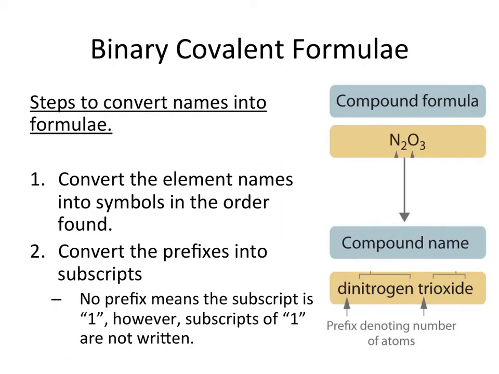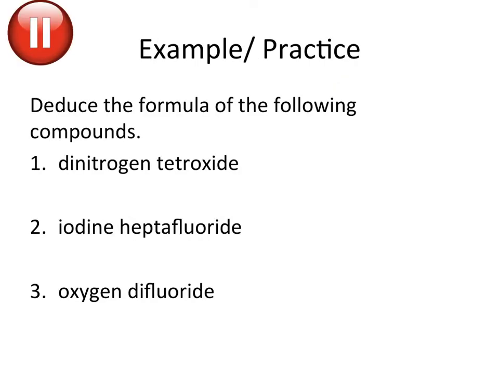Now, how do we go from names to formulas? It's actually very, very simple, because the prefixes tell us how many atoms there are. So all we have to do is convert the element names into the symbols, and then convert the prefix into subscripts. Now remember that if you have the word mono, then it's going to be 1, and we don't write ones. That's the simplification. And if in the first name there's no prefix, also remember that that prefix is going to be mono. There's only going to be 1 of those. So let's take a look at these.